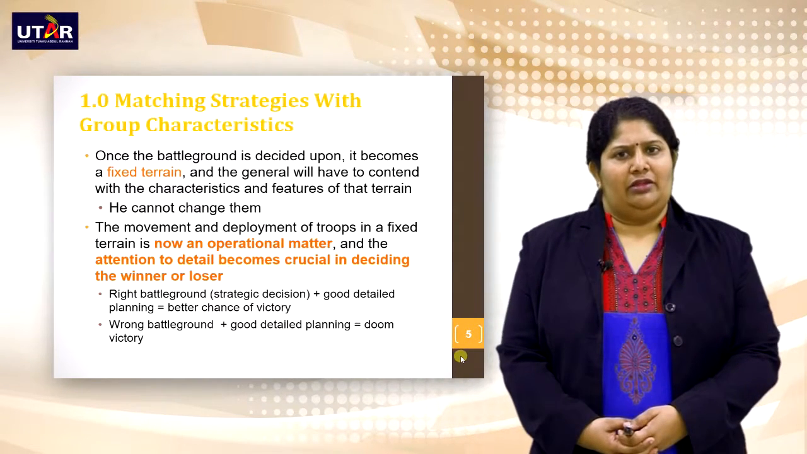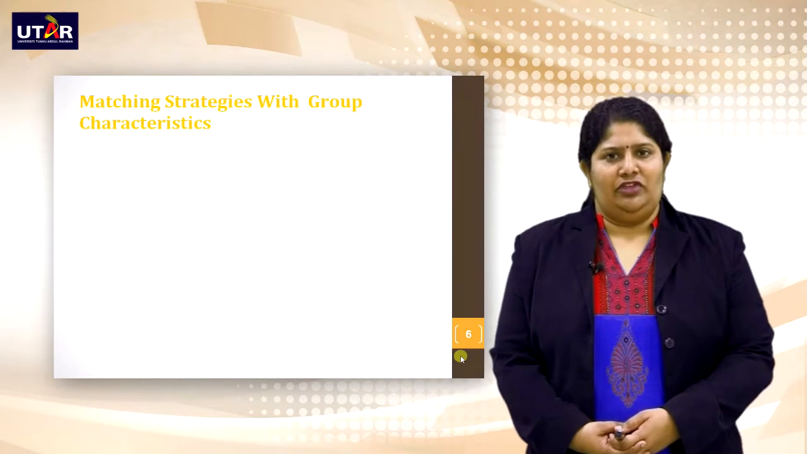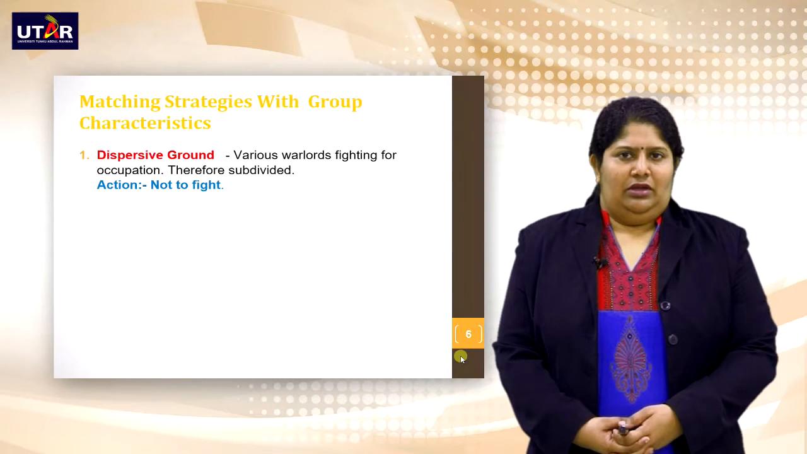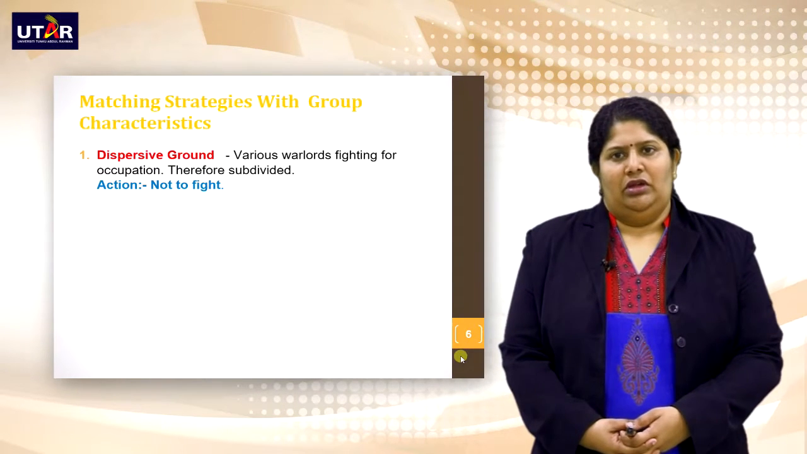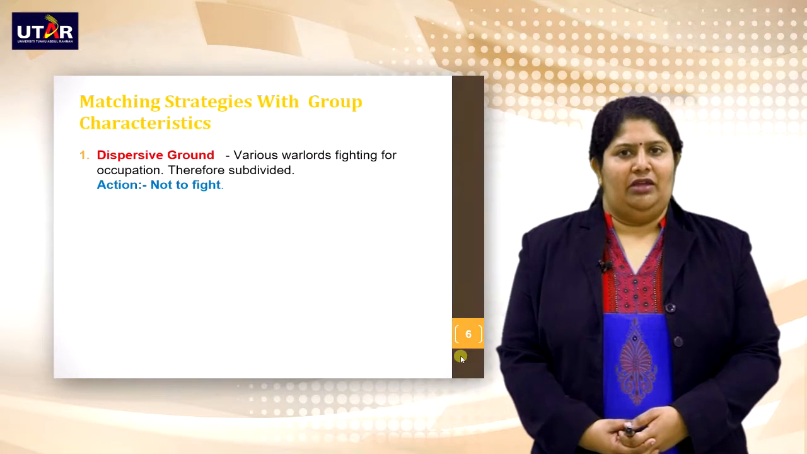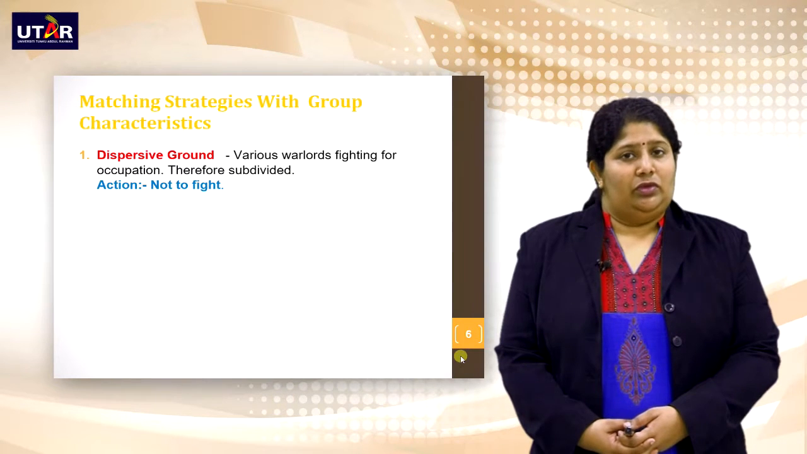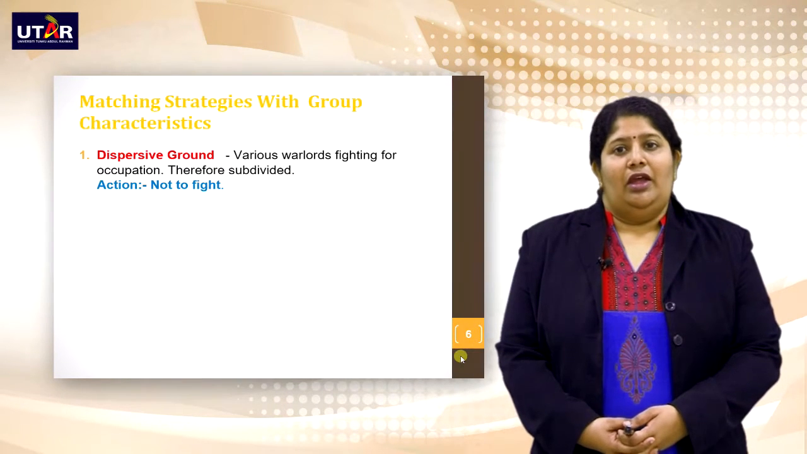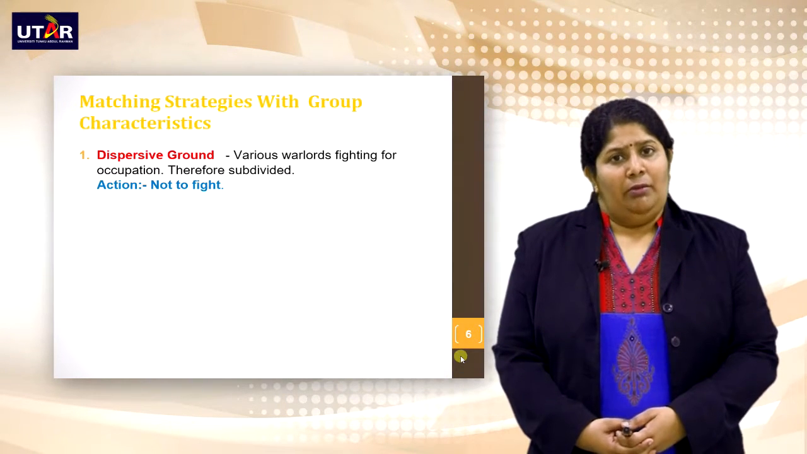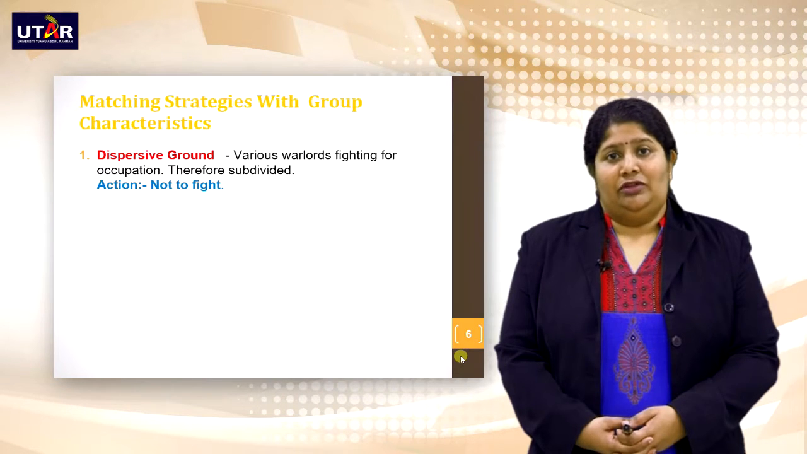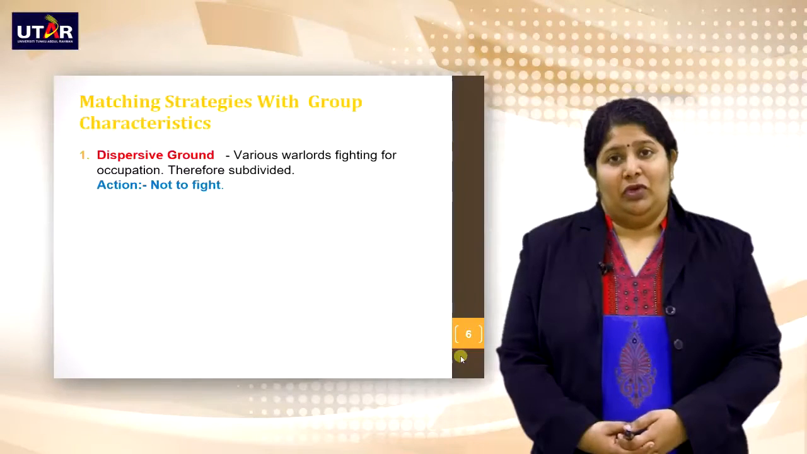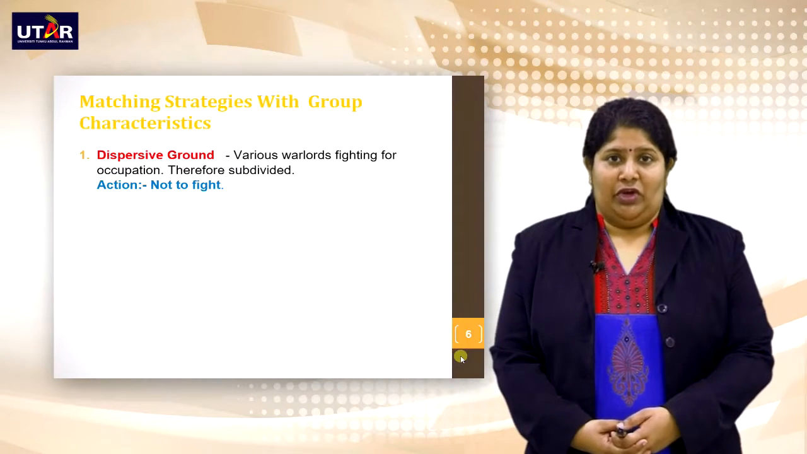Now, let's look at the types of ground and the action. Dispersive ground. In this battleground, various warlords will be fighting to occupy the ground. So, what's the action? Do not engage in fighting. Why? Maybe they are stronger. It means maybe the enemies are stronger, so it should be avoided.